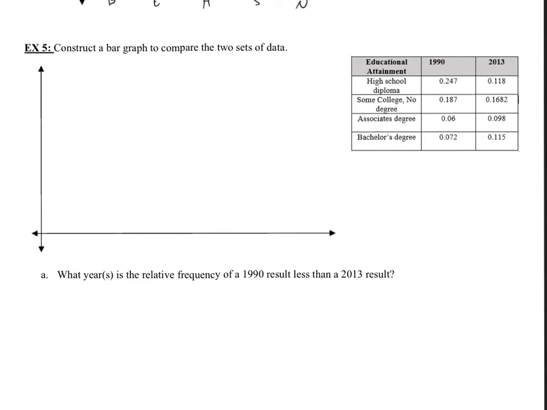Example 5. Construct a bar graph to compare the two sets of data. Okay, so we're moving on. Instead of just looking at one set of data, which we've been doing, now we're looking at two different sets of data. On the side, we have educational attainment: high school diploma, some college no degree, associate's degree, and bachelor's degree. And we're comparing the year 1990 and 2013.